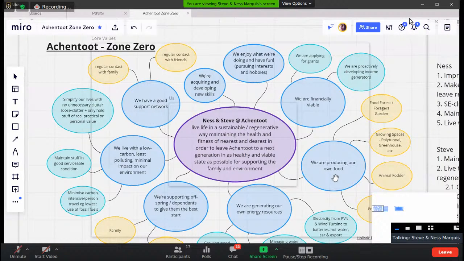And I'll tell you a little bit about this technique, but I thought it'd be good to paint out the picture first. We're generating our own energy resources. We're supporting offspring dependents to give them the best start. And I've got family and animals as odd bubbles. The next level out from the blue ones will change all the time, but those are the things that are driving us at the moment. And I'll share this image in the resources as well, so you can get an idea about how it works.